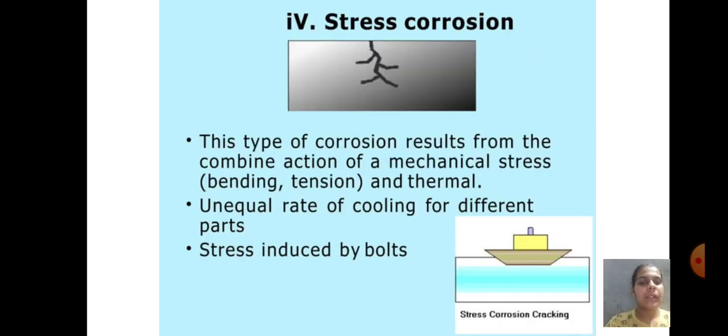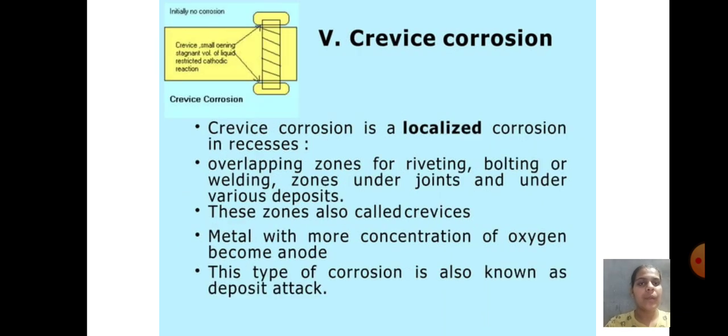Stress corrosion. This type of corrosion results from the combined action of a mechanical stress and thermal, unequal rate of cooling for different parts. Stress induced by bolts. Crevice corrosion. Crevice corrosion is a localized corrosion in recesses, overlapping zones for riveting, bolting, or welding, zones under joints and under various deposits. These zones are also called crevices.